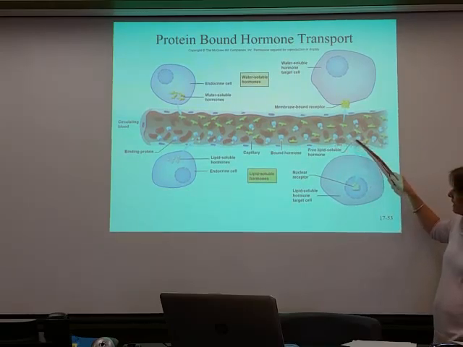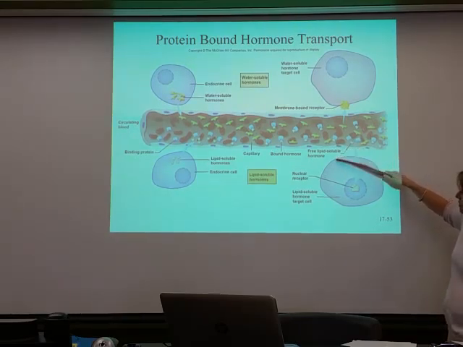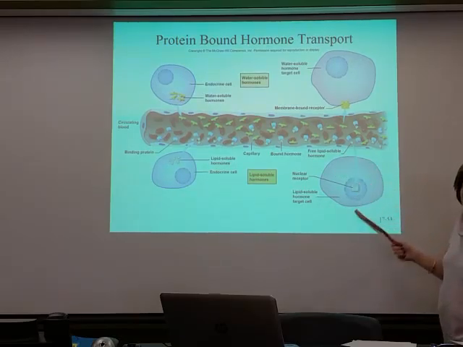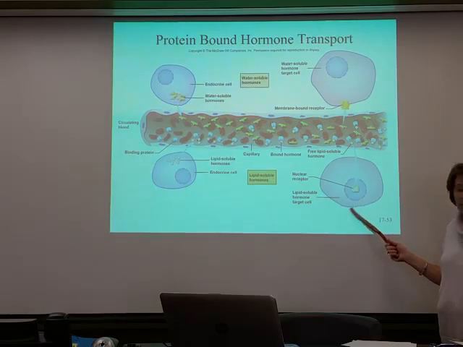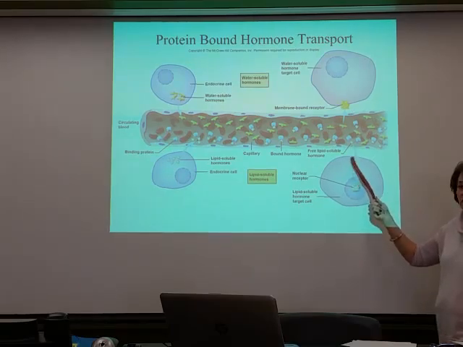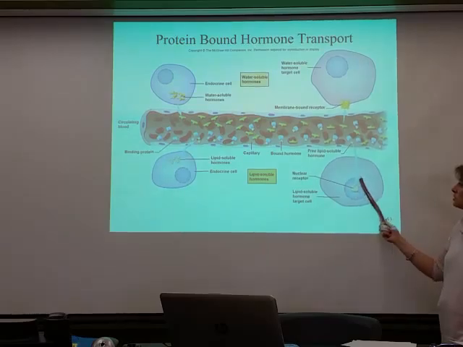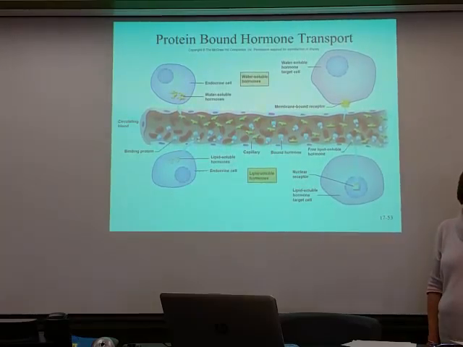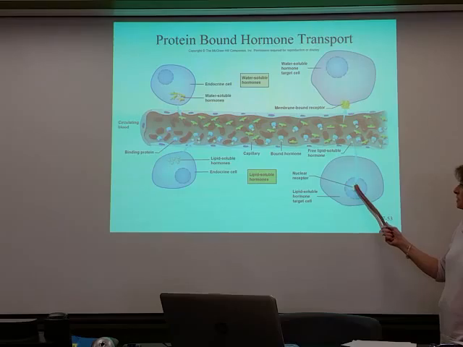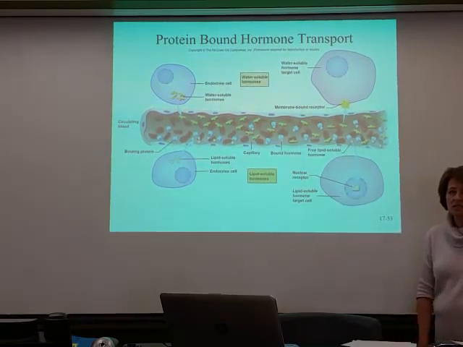And now we've got this unbinding because it could be reversible binding that took place. So we've now made it to a cell that has the receptors for that hormone. So that hormone will unbind. It gets to move directly through the plasma membrane because it's lipid soluble. Receptors are where? In the nucleus. So it's going to bind and it's going to have a direct effect on the DNA.